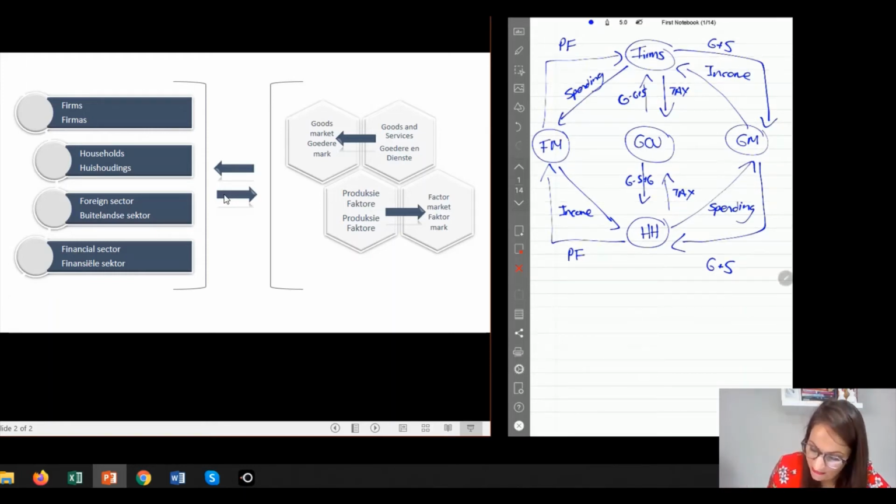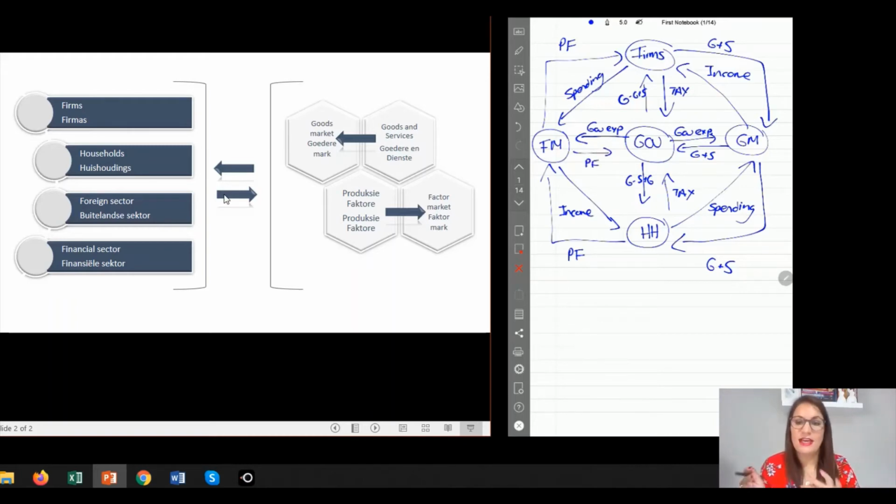Then the government does spend. The government spends government expenditure on your goods market and on your factor market, and in return gets goods and services as well as production factors. So that is the linkage between the different sectors.